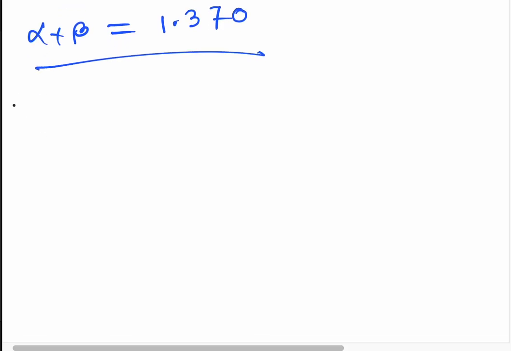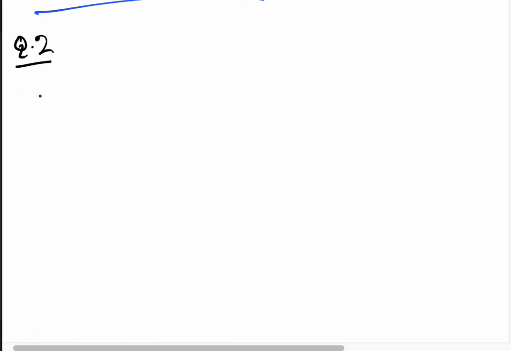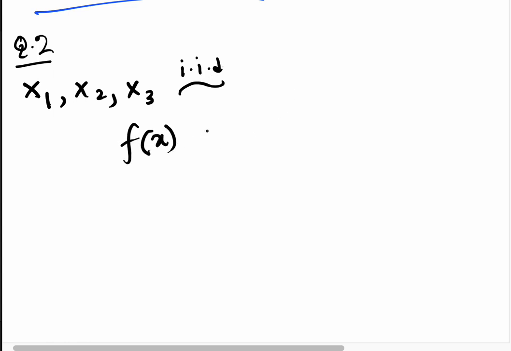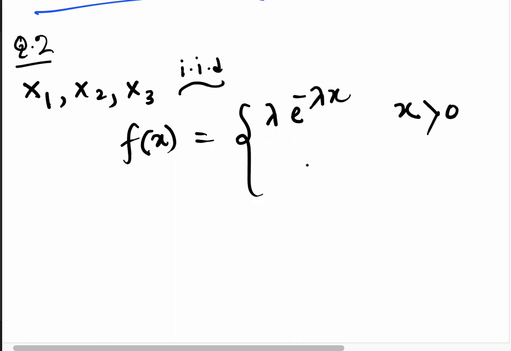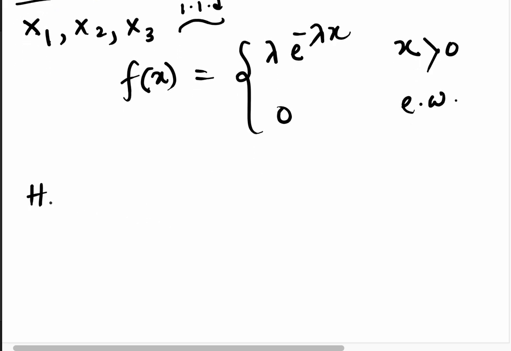Now let's go to question number 2. In question number 2, it is said that X1, X2, X3 are IID random variables. The probability distribution is f(x) equal to lambda e to the power minus lambda x when x is greater than 0, and 0 elsewhere. Now the hypothesis states that the null hypothesis is lambda equal to 1/2.